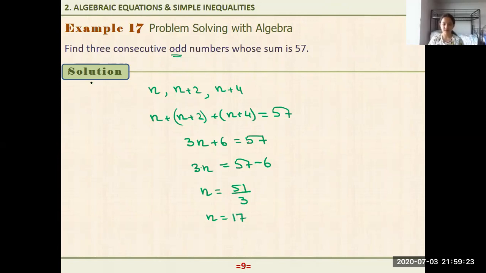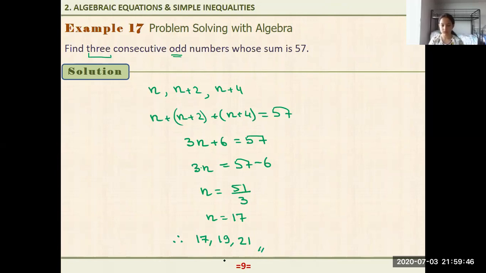But here it's asking to find those 3 numbers, right? So our answer is: the first number is 17, right? The second number is 17 plus 2, that is 19, right? And the third number is n plus 4, 17 plus 4, that is 21.